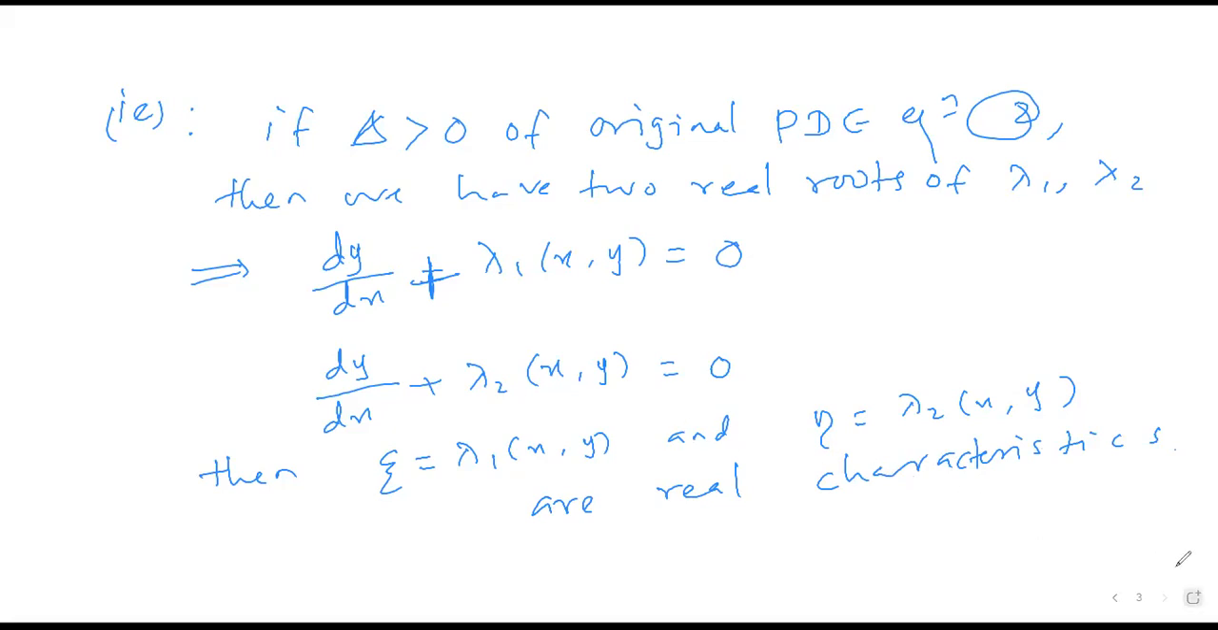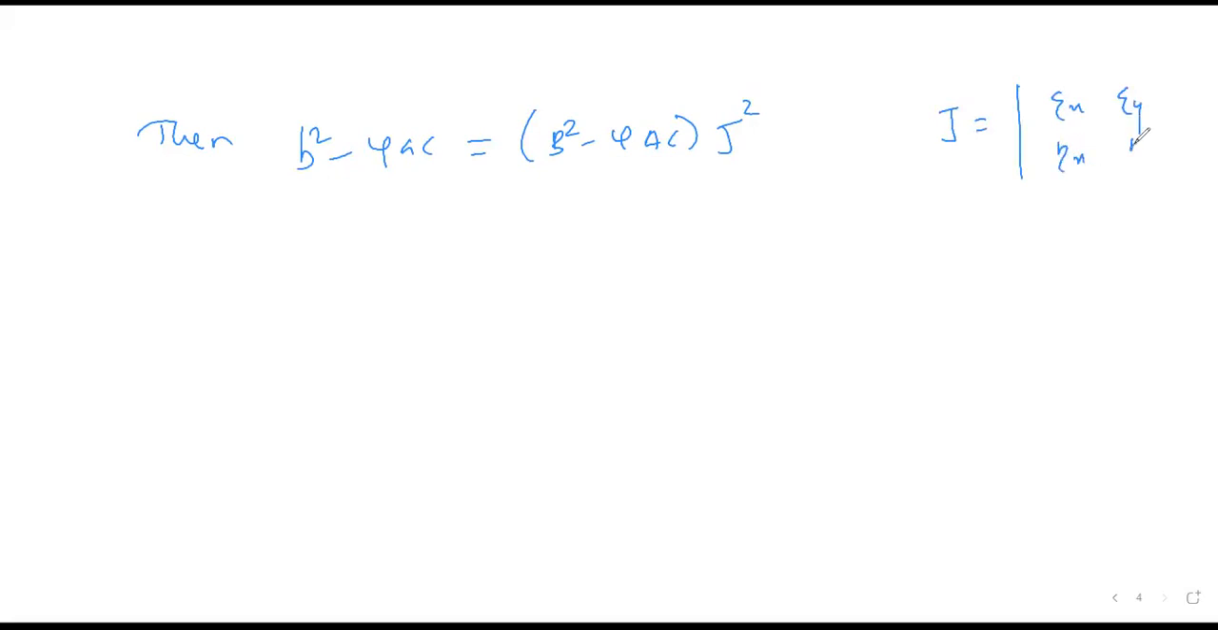Let me continue. So then, actually, what is our small b squared minus 4ac? From the note, I have derived this one now. So it will be b squared minus 4ac times Jacobian squared. Actually, what is the Jacobian? Zeta x, zeta y, eta x, eta y.